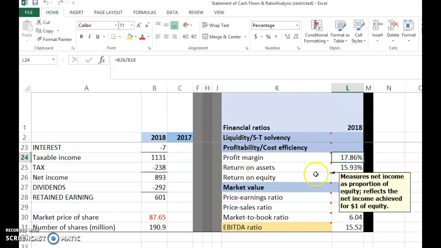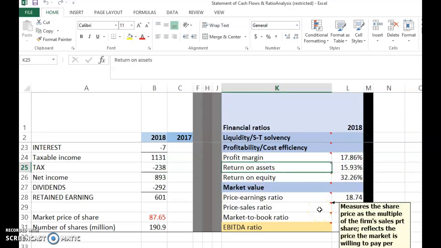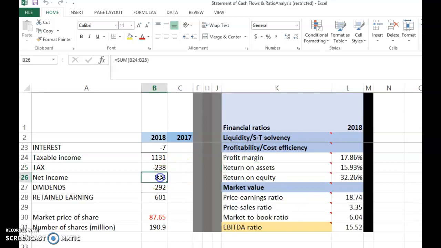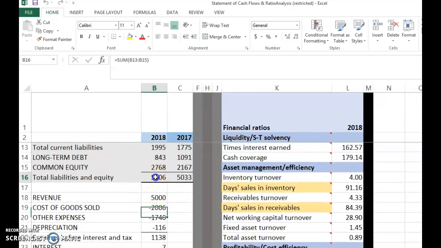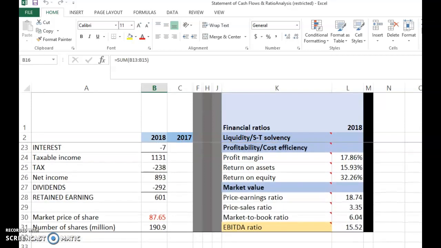Alright, now we move on to the second profitability ratio. This is not a cost efficiency ratio, strictly speaking, but it's a profitability ratio. This is return on assets. For this, return always refers to profit, net income. So net income divided by total assets. Total assets or total liabilities and equity mean the same thing. So you take net income divided by 5606, 893 divided by 5606, you get 15.93%.